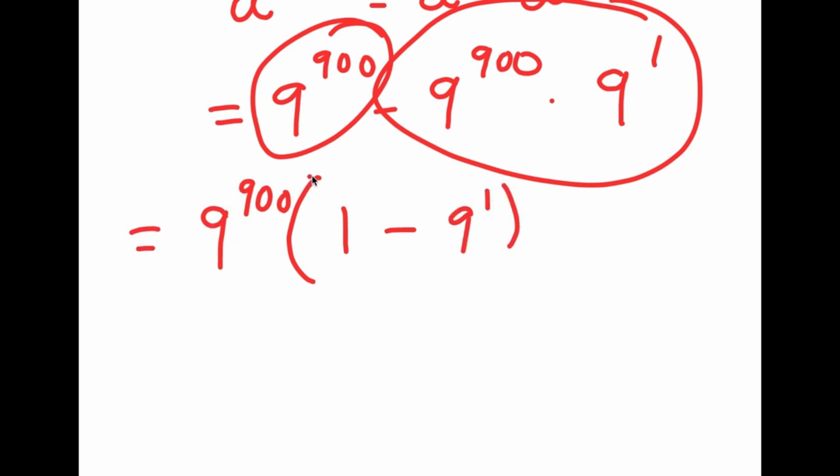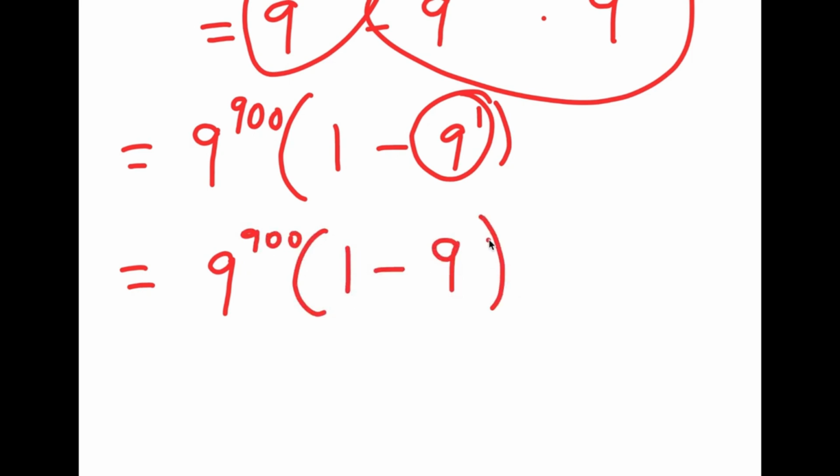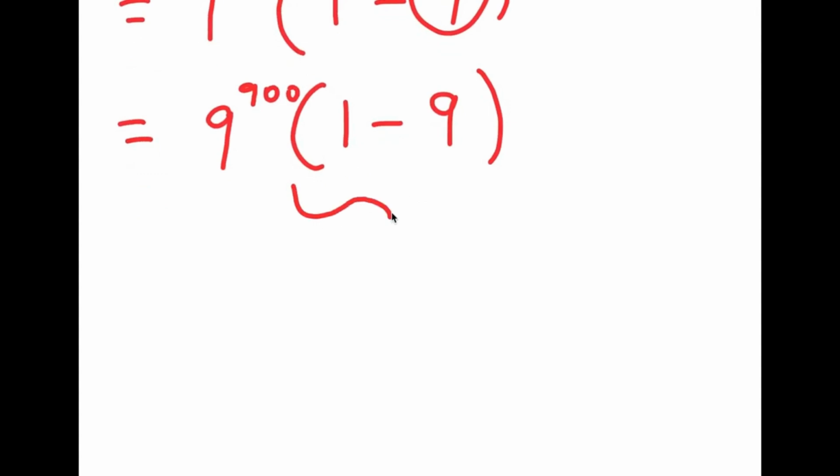So I get 9 to the power of 900 times 1 minus 9 to the power of 1. And 9 to the power of 1 is the same thing as 9, so I get 9 to the power of 900 times 1 minus 9. Now from here, I'm going to simplify what's in my parentheses here. 1 minus 9 is negative 8, so I have 9 to the power of 900 times negative 8.